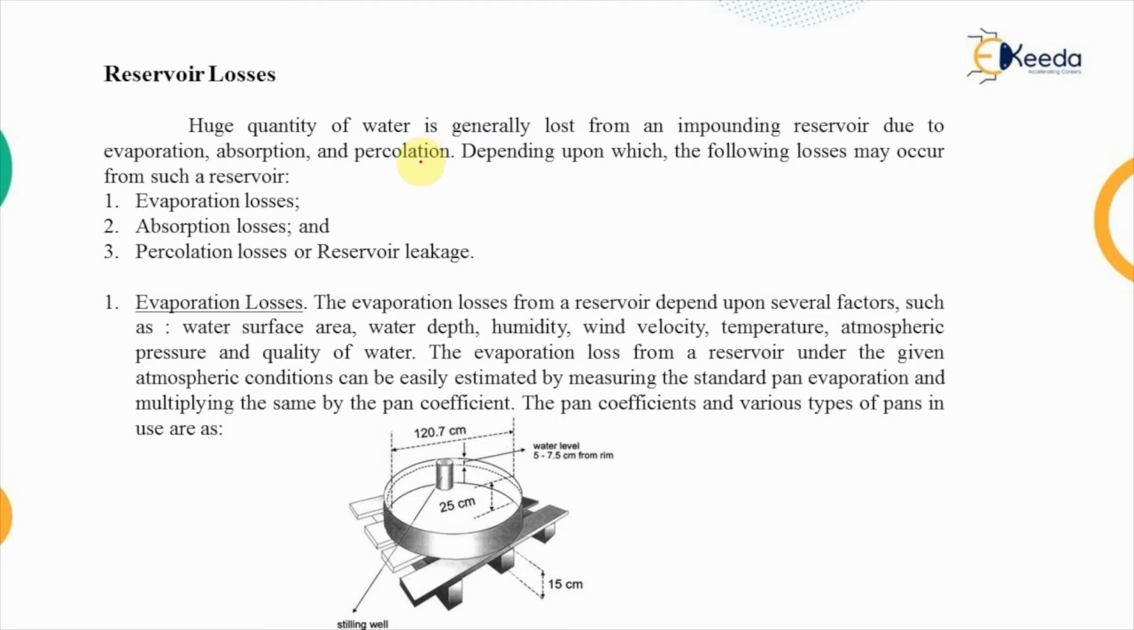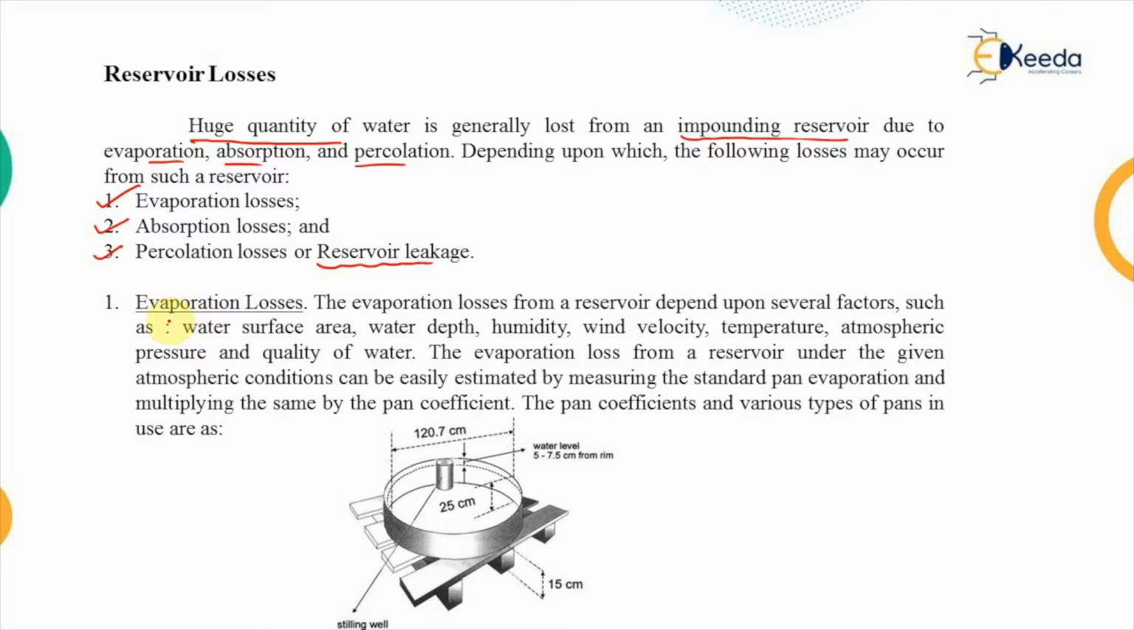So what are the different types of reservoir losses? That will be the point of discussion, and then we will see what the evaporation losses are and how we can reduce them. Generally, a huge quantity of water is lost from an impounding reservoir due to these three factors: evaporation, absorption, and percolation. And obviously, on the name of these three, we have three losses: the evaporation losses, the absorption losses, and the percolation, which is also known as the reservoir leakage.